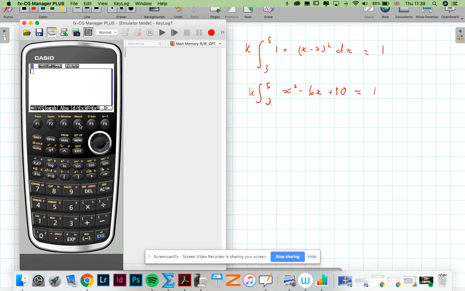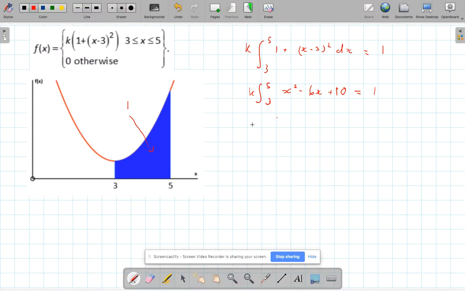I'm going to go into the math, F6, and get this integral sign up. And I'm going to enter x squared minus 6x plus 10, and put these values in here, 3 and 5. And that gives me 14 over 3. So k times the integral value, which was 14 over 3, should be 1. So k must be 3 over 14.